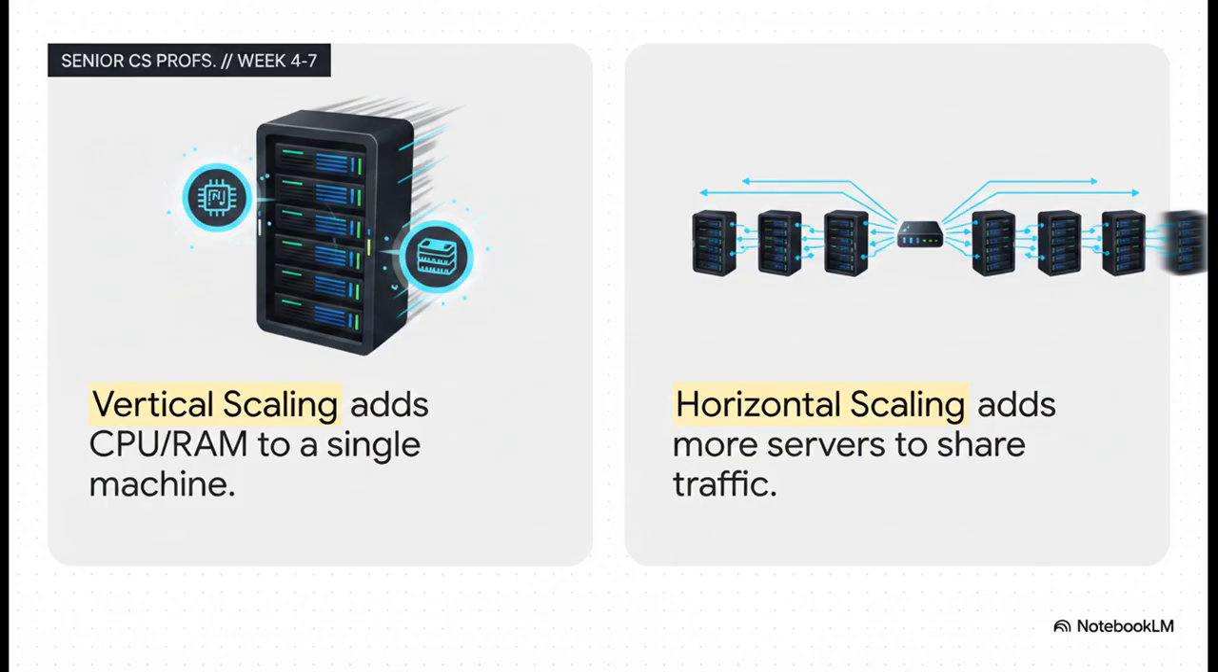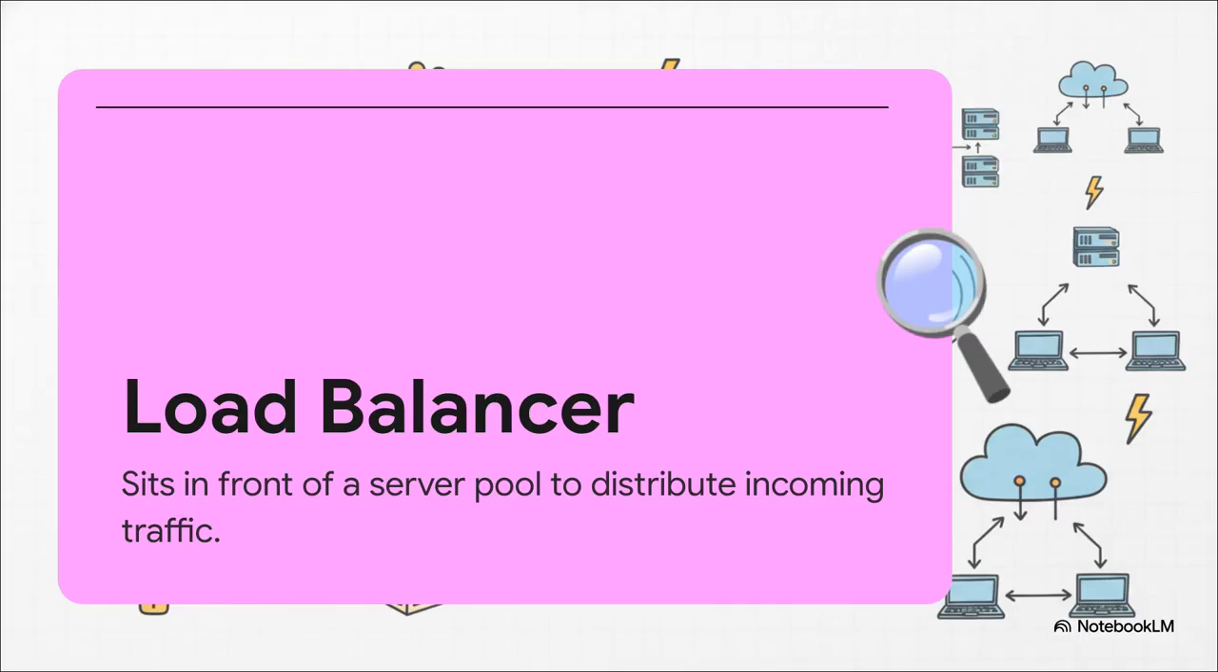To survive long-term, you absolutely have to use horizontal scaling. That means scaling out by adding more separate servers to share that heavy traffic load. But wait, if you have multiple servers, how do users even know which one to talk to? Enter the load balancer. It sits right in front of your server pool and distributes incoming traffic using algorithms like round robin. Networking-wise, it basically acts as a super high throughput NAT device.